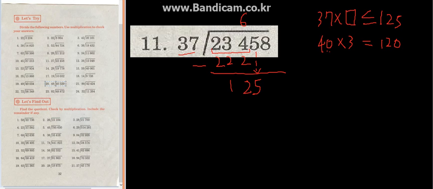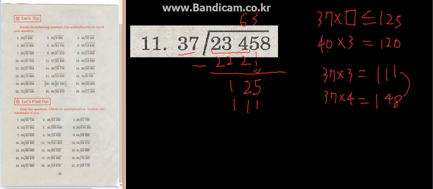So if we put in the box 3 here, that would be 37 multiplied by 3, and that would be equal to 111, and 111 is smaller than 125. So if you multiply one more, which is 4, that would be 148, right? Yes, that's right. So 125 is between these two numbers, so we write down 3. So that'll be 111. So if you subtract these two, this is going to be 14.